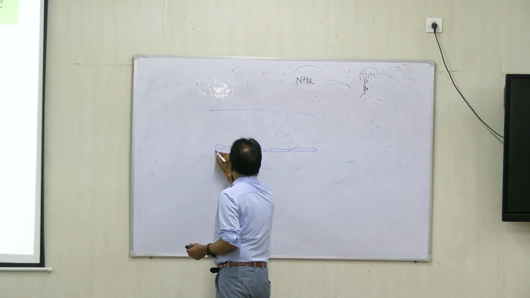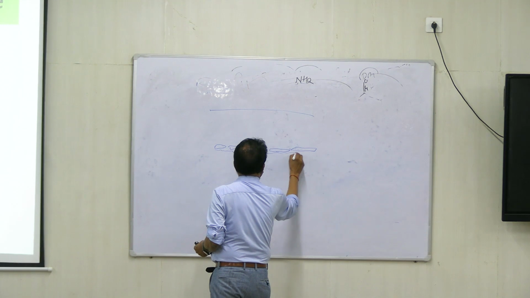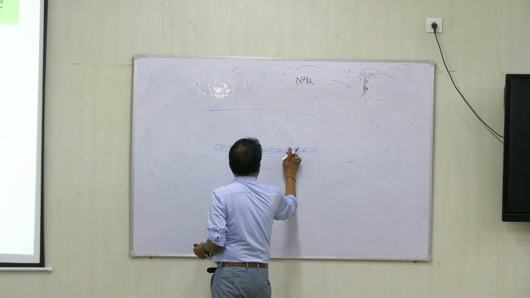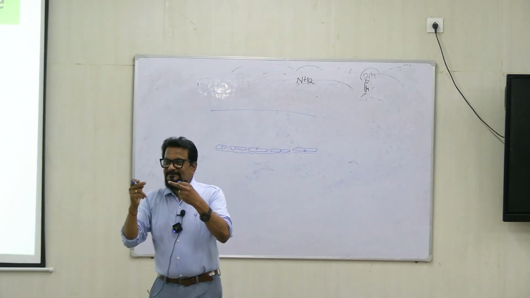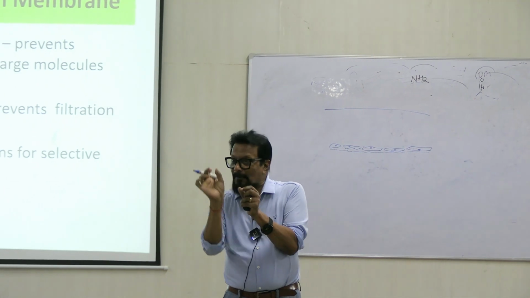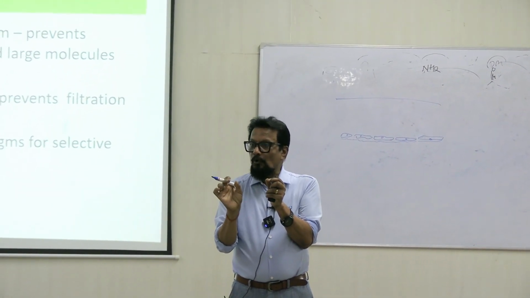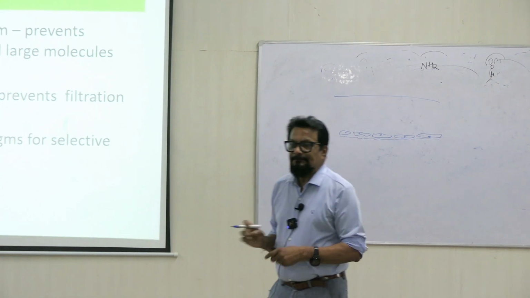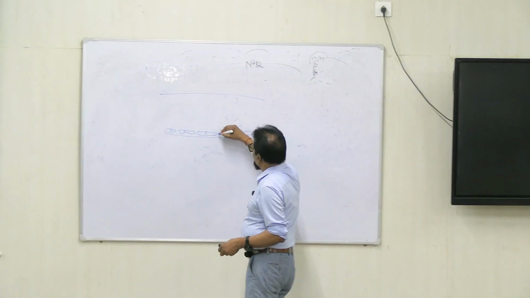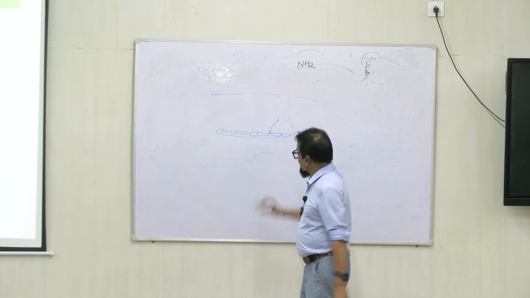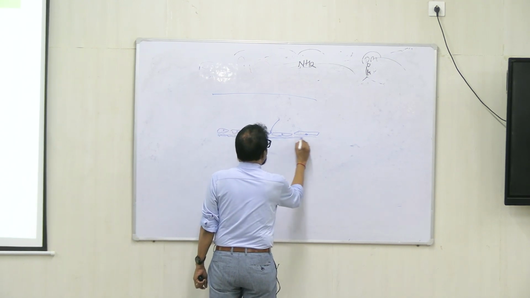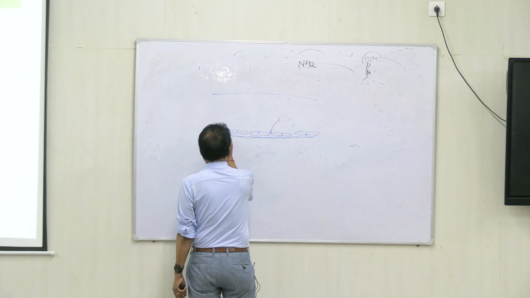Endothelial cells, and this is the basement membrane. And you see, the endothelial cells are fenestrated. It means these endothelial cells are separated by a slit, by a pore. These pores are called fenestra. So this is the endothelial lining, and this is the basement membrane. Okay.